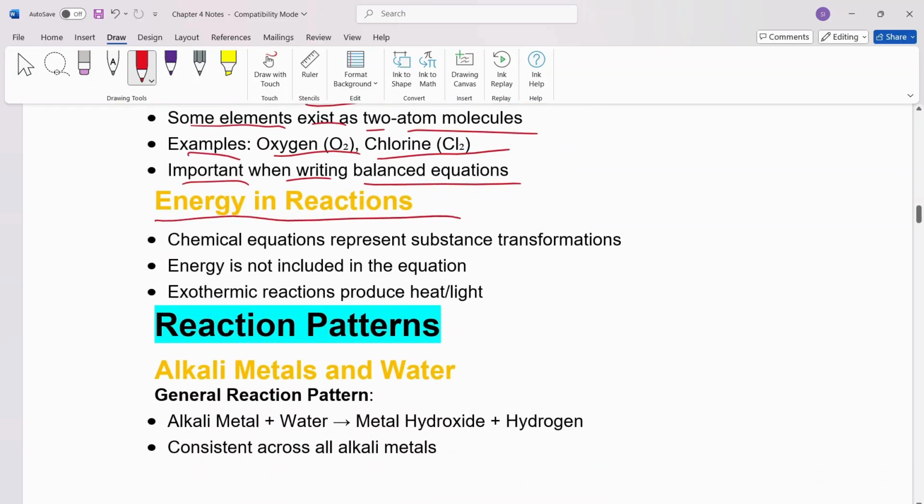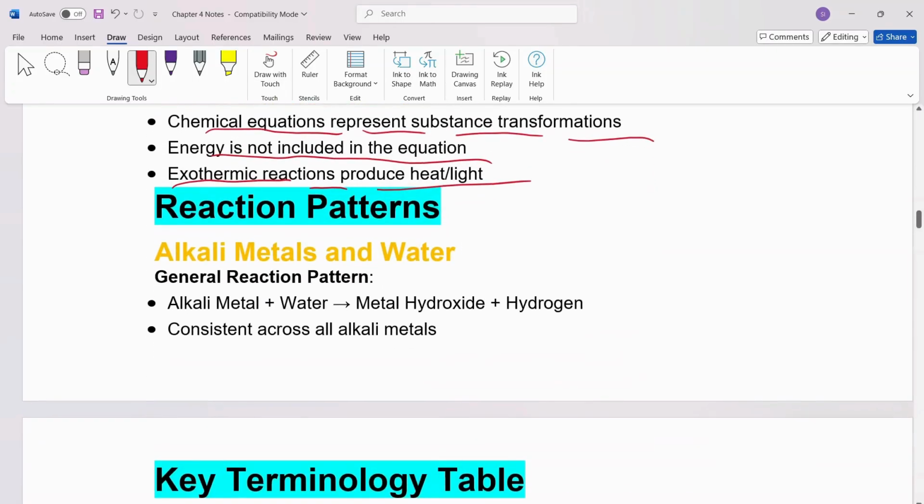Let's talk about energy in reactions. Chemical equation represents substance transformations. Energy is not included in the equation. Exothermic reactions produce heat, light.